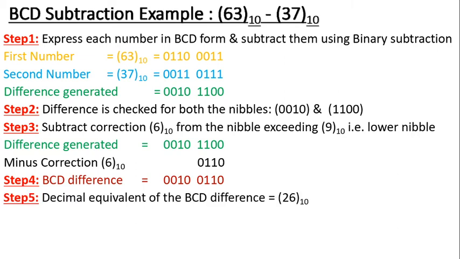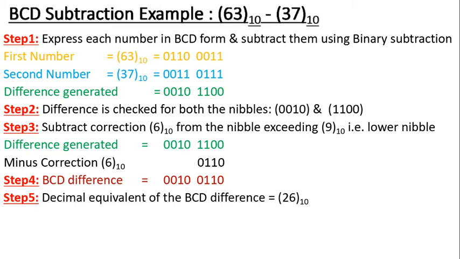So in step number 5, the subsequent step, the decimal equivalent of the BCD difference of step number 4, we can rewrite here, that is 26 decimal. It means that if we carry out the calculator subtraction 63 minus 37, it is equal to 26, which is written at the bottom in step number 6 here. So this is a normal BCD subtraction example.